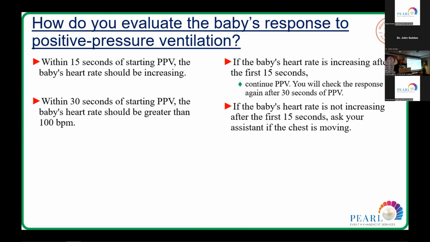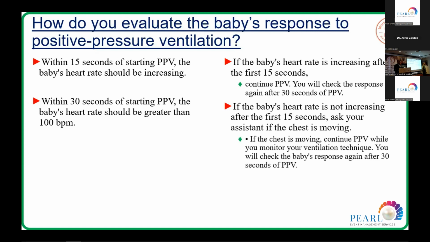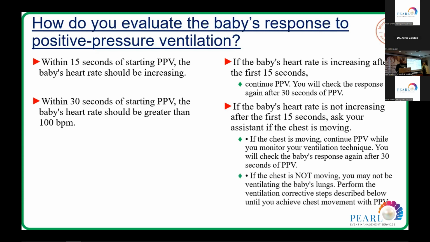If the baby's heart rate is not increasing after the first 15 seconds, ask your assistant if the chest is moving. If the chest is moving, continue PPV while you monitor your ventilation technique. You will check the baby's response again after 30 seconds of PPV. If the chest is not moving, you may not be ventilating the baby's lungs. Perform the ventilation corrective steps described below until you achieve chest movement with PPV.